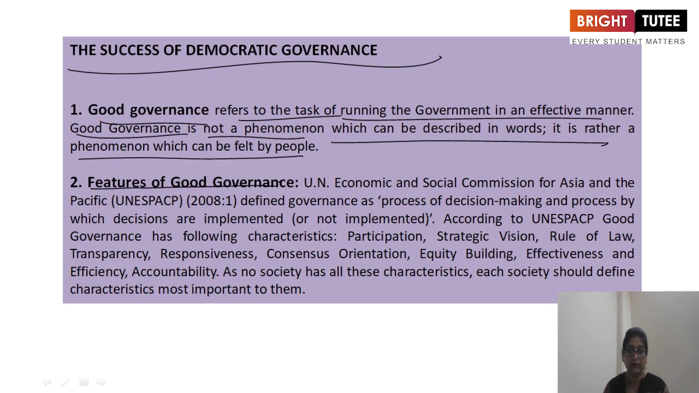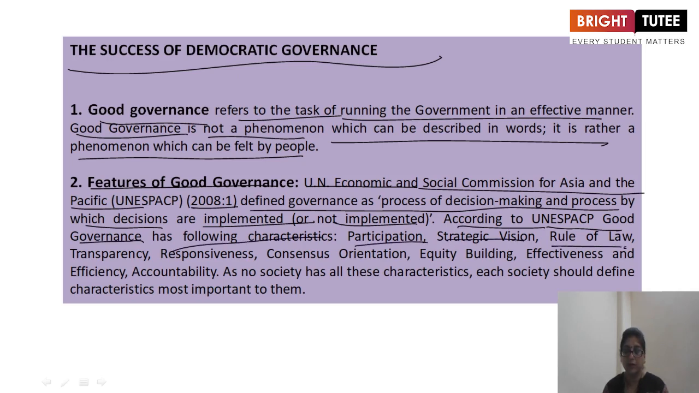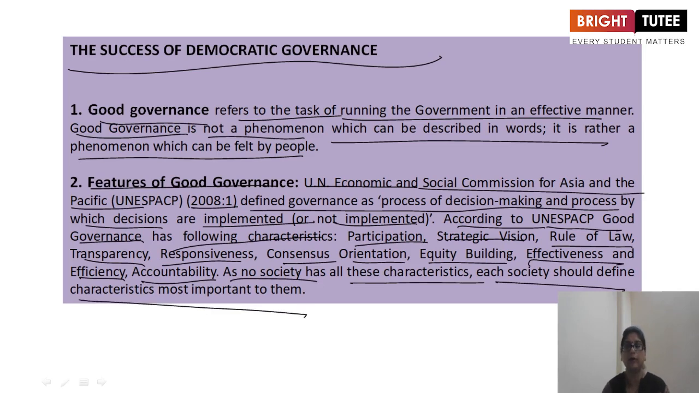And the features of good governance: the UN Economic and Social Commission for Asia and Pacific, 2008, defined governance as the process of decision making and the process by which decisions are implemented or not implemented. According to UNESCAP, good governance has the following characteristics: participation, strategic vision, rule of law, transparency, responsiveness, consensus orientation, equity, effectiveness, efficiency, and accountability. Although society has all these characteristics, each society should define the characteristics most important to it.